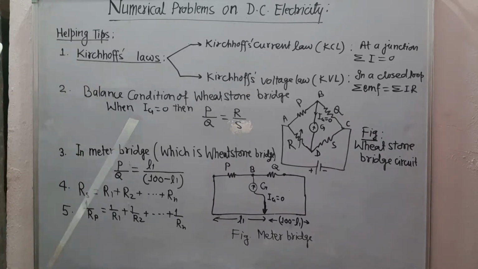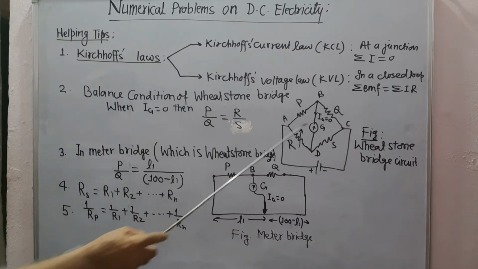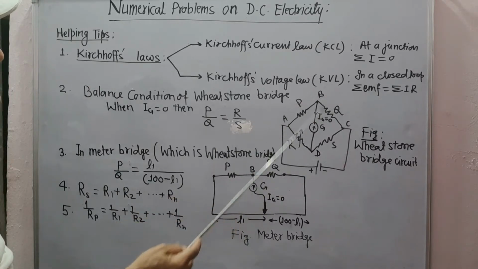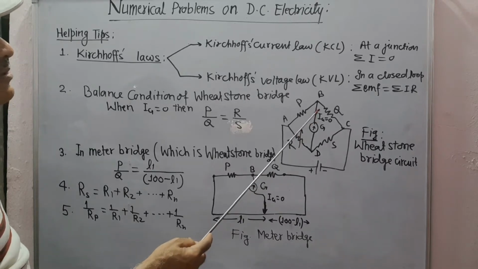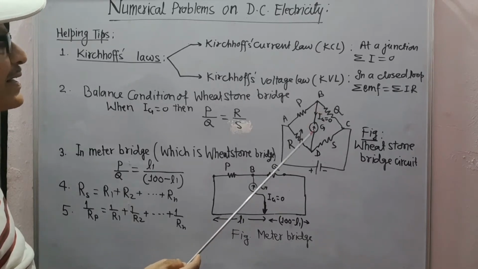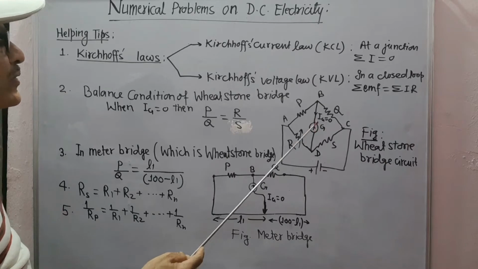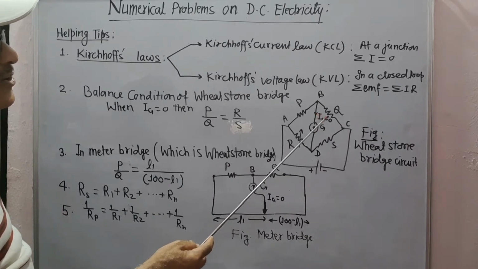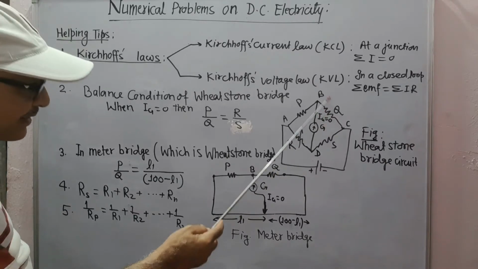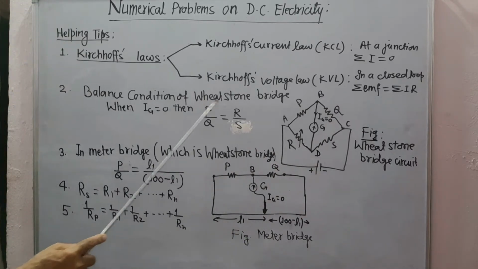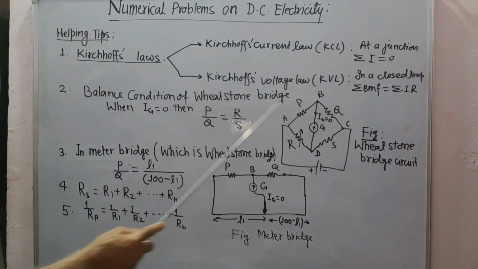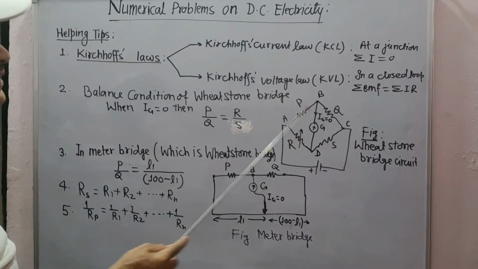Next, the balanced condition of the Wheatstone bridge. This is the circuit of a Wheatstone bridge. If by varying the variable resistance R, we make the deflection in the galvanometer 0, that is, the current in the galvanometer is 0, then the Wheatstone bridge is said to be balanced and its condition is P upon Q is equal to R upon S.